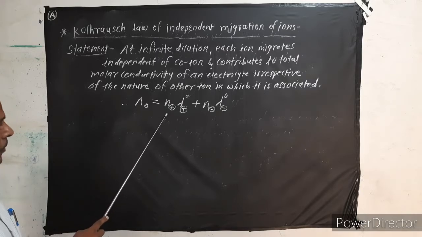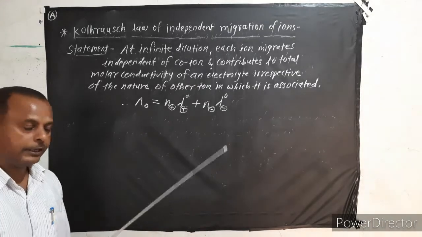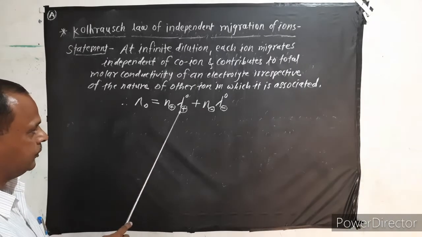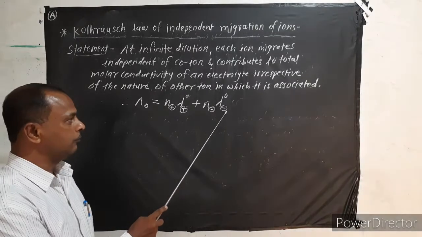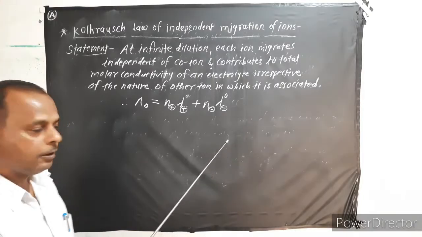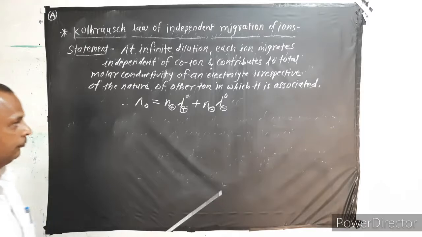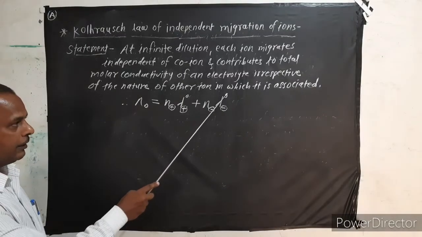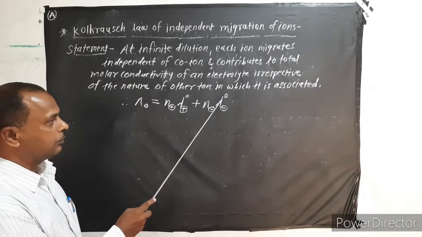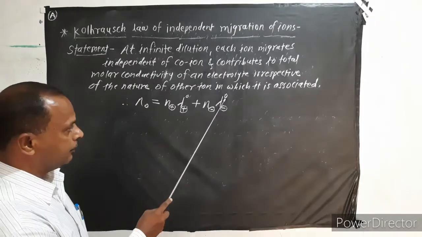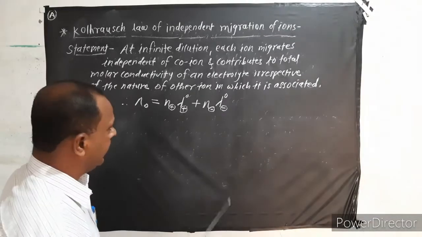It is the number of moles of cation times the molar conductivity of the cation at zero concentration, plus the number of moles of anion times the molar conductivity of the anion at concentration 0. So, what is lambda raised to 0 with the negative subscript? It means the molar conductivity at concentration 0 of the anion.